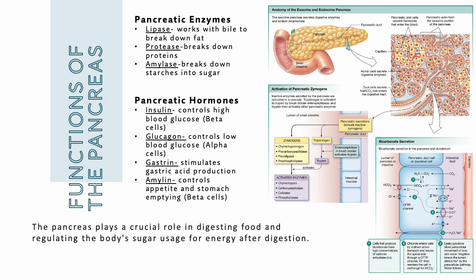This illustration shows us that the pancreas has both exocrine and endocrine parts. The exocrine part makes digestive enzymes and bicarbonate, which are sent to the small intestine. The endocrine part releases hormones like insulin into the blood. Acinar cells make inactive enzymes to avoid self-digestion.